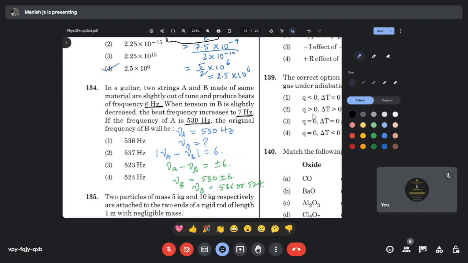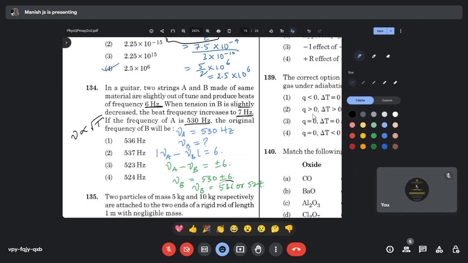Before that, they are saying that in the second case, tension of B is slightly decreased, then beat frequency is increasing by 7 Hz. You know that frequency is always proportional to the square root of tension. Sorry, not time period, square root of tension. So when I say square root of tension, it is something to the power 1 by 2. That means obviously it has to be less. It cannot be more.